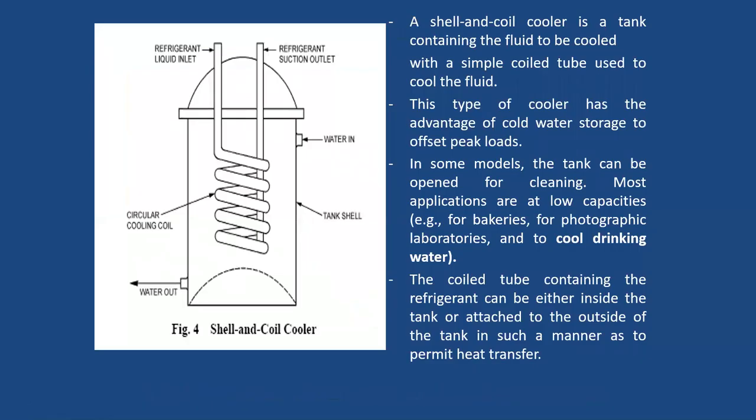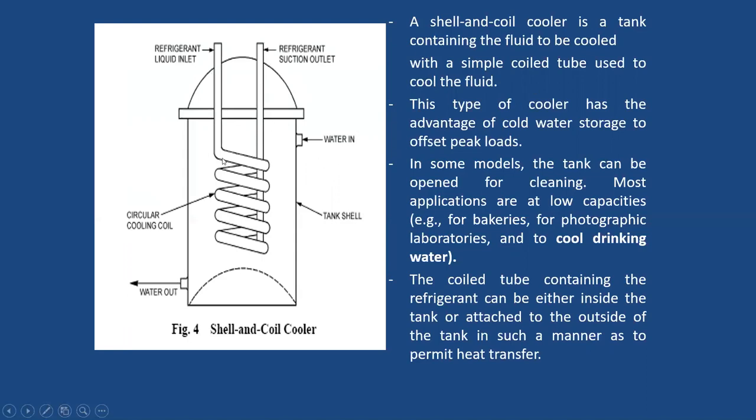And the next type is the shell and coil type. This is a coil, generally immersed in a tank filled with some liquid or water which is to be cooled. Generally, our water cooler configuration is of this type. So water in, storage, water out. Maybe it is flowing, or maybe it is stored water. This is a circulating coil. Refrigerant in, refrigerant out, so suction out.